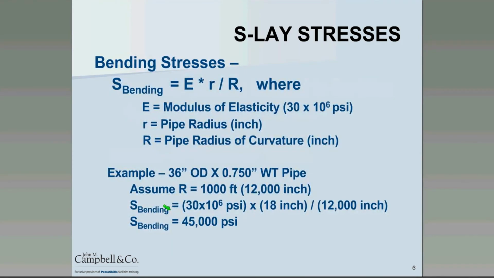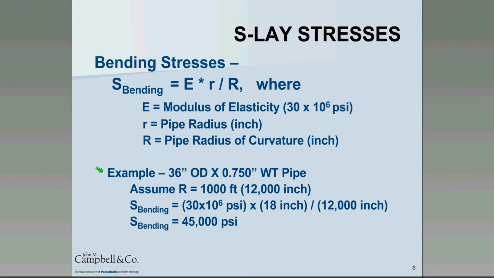Okay, now let's talk about the other major component, which is bending stress. As long as we're in the elastic range, a formulation that gives you an accurate calculation of the stress due to bending, in this case generated by the moments, is the elasticity of the material itself, E. Of course, this is very much a material property. For steel, it's 30 million psi, times the radius of the pipe, R. Knowing the outside diameter of the pipe, we can easily calculate the radius. And then the actual radius of curvature along the actual configuration of the pipe itself.